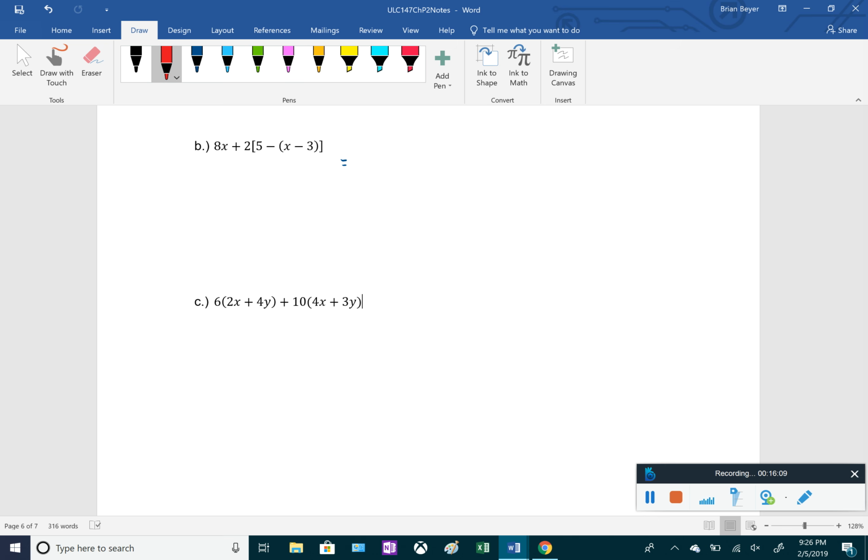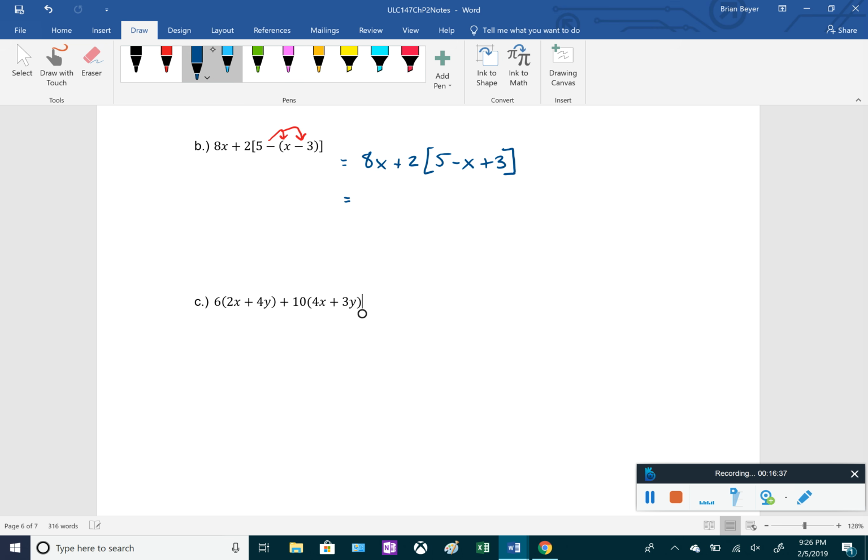Okay, so now we're doing this one, and first what we're going to do is work inside the bracket, and I'm going to distribute this negative first. So we're going to have 8x plus 2 times 5. Distributing the negative, we get negative x plus 3. Essentially we're distributing a negative 1, so negative 1 times negative 3 is positive 3.